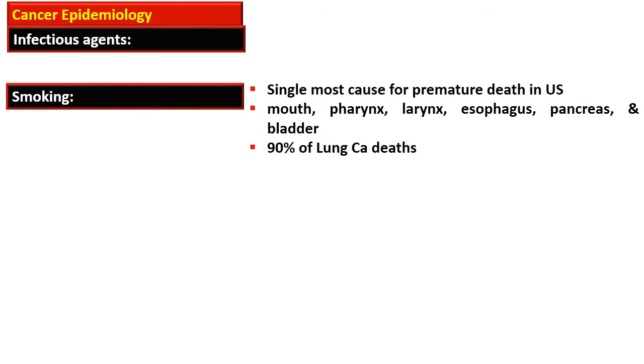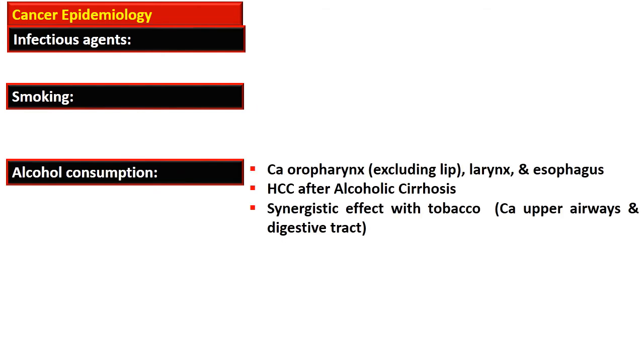The incidence of human papillomavirus infection is 3 times more common in the developing world. Smoking is the single most common cause of premature death in the United States, and it has been linked with mouth, pharynx, larynx, esophagus, pancreas, and bladder cancer. 90% of lung cancer deaths are linked with smoking. Alcohol consumption is linked with carcinoma of the oropharynx, larynx and esophagus. It is also linked with hepatocellular carcinoma, which develops after alcoholic cirrhosis. Alcohol consumption has a synergistic effect with tobacco smoke.